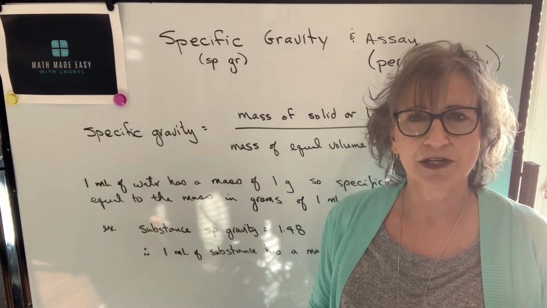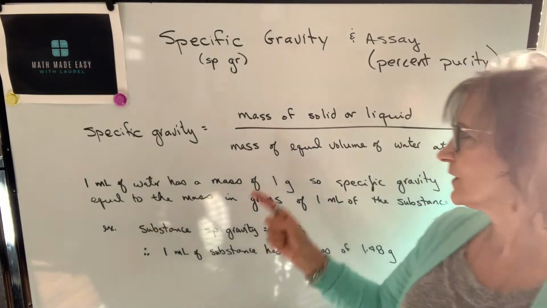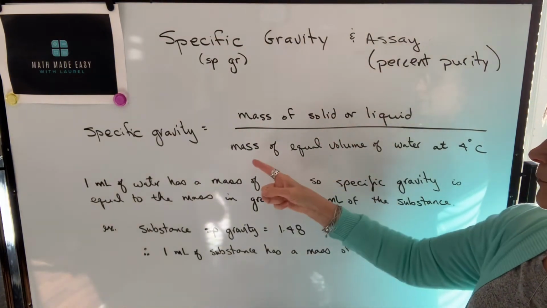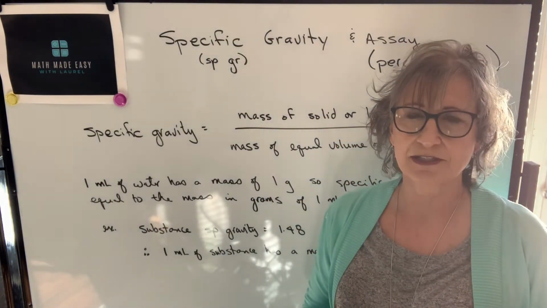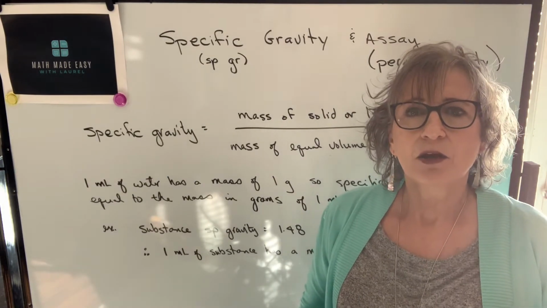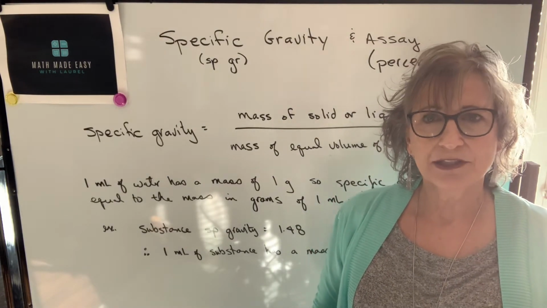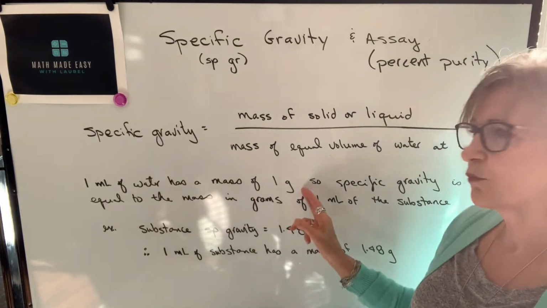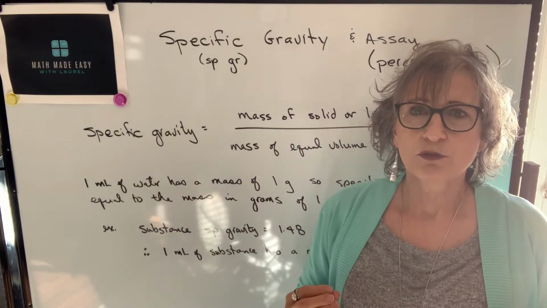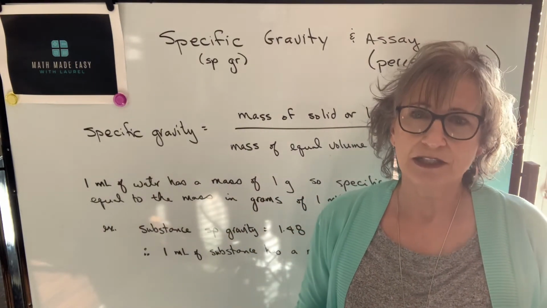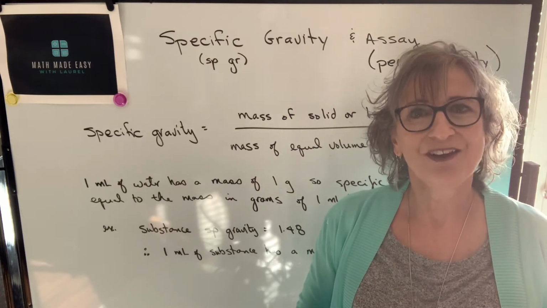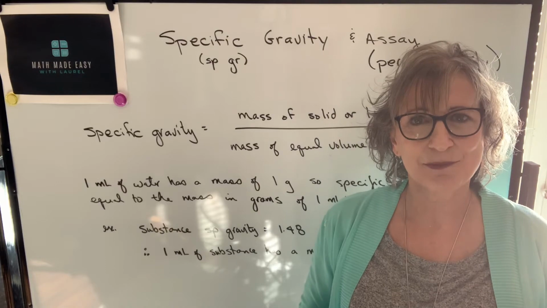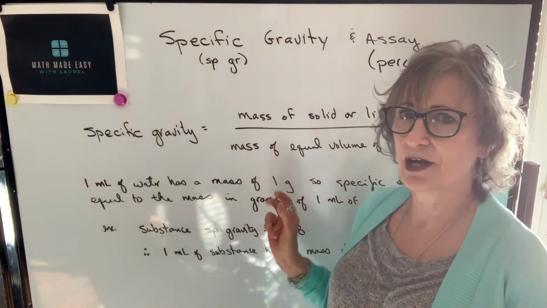Specific gravity is defined as a ratio, and that ratio is the mass of a solid or liquid compared to the mass of an equal volume of water at 4 degrees Celsius. Now, the mass of 1 milliliter of water is 1 gram. So when we are given the specific gravity of a substance, it's that many times heavier, or it's that many times more mass than 1 gram.